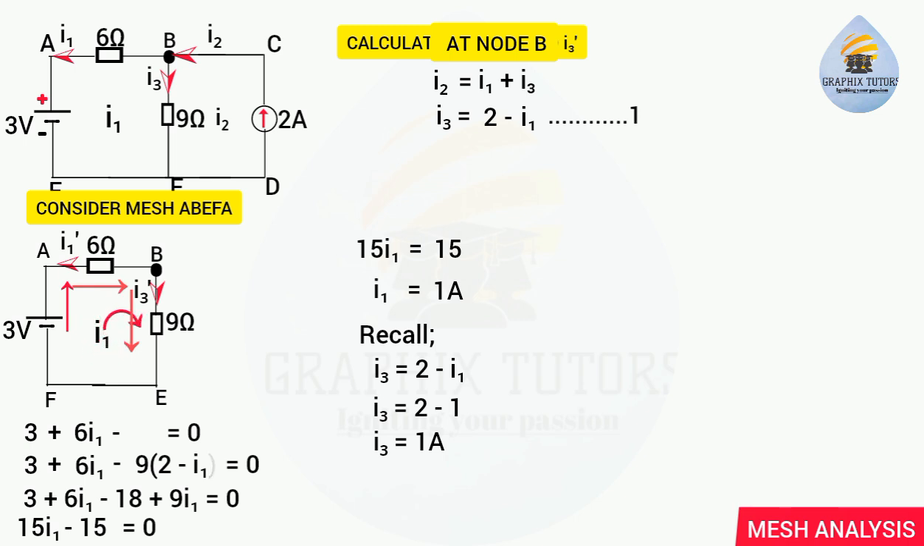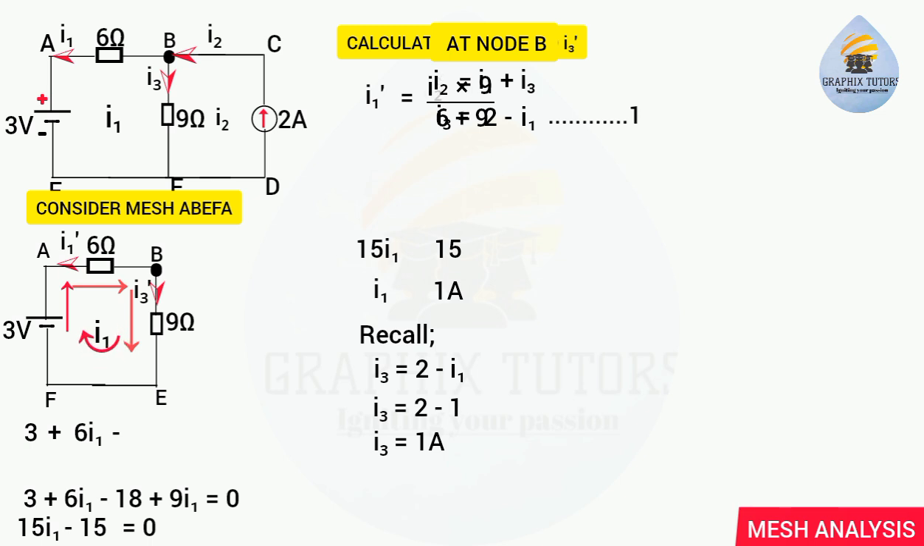So we have concluded that the current flowing through the 9 ohm resistor is 1, meaning that my I3 is 1 and also my I1 is 1. These 2 amperes, when they get to node B, split equally between the 2 resistors here.